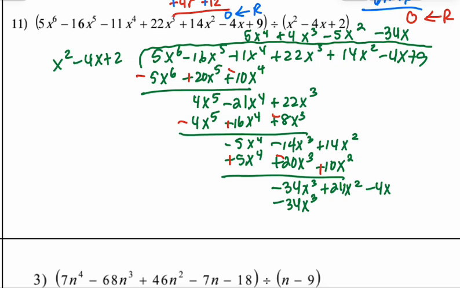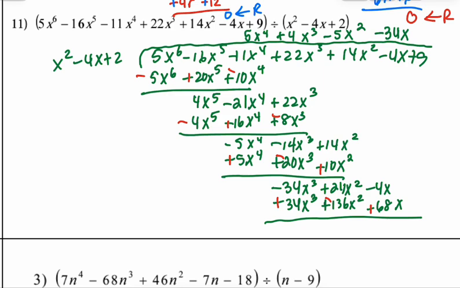34 times 4 is 136, positive 136x squared. Let's see here. Negative 34 times positive 2 is negative 68x. We are subtracting, so we are going to change the signs of each. Did I do my multiplication okay? Does that seem legit?